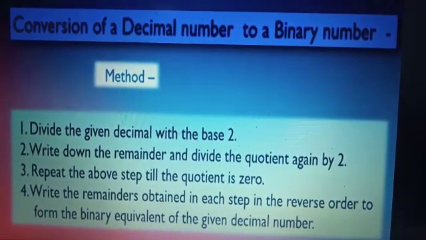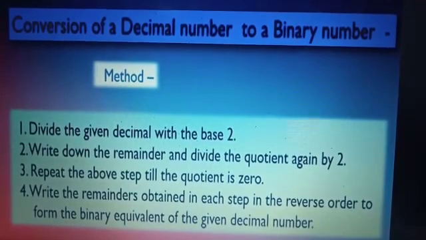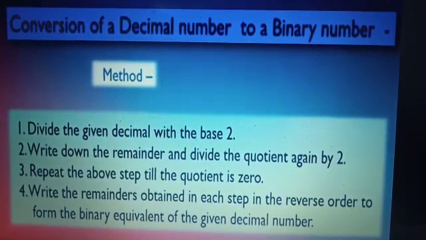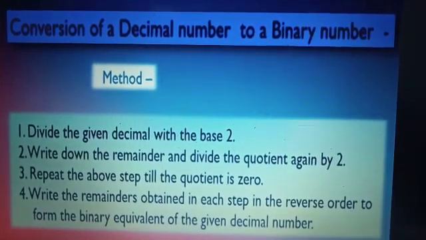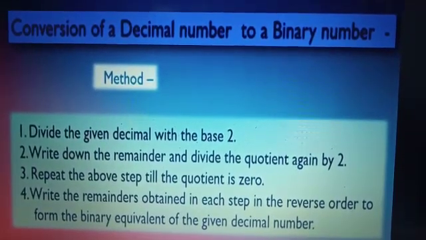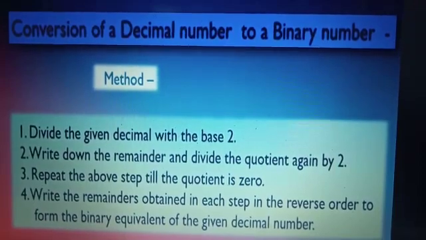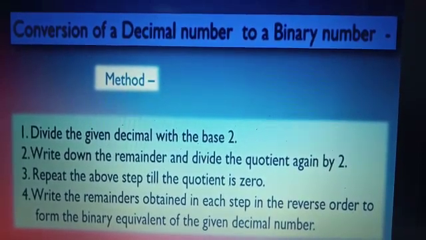And write the remainder obtained in each step in the reverse order to form the binary equivalent of the given decimal number. So this is the method you have to follow when you convert a decimal number to a binary number.